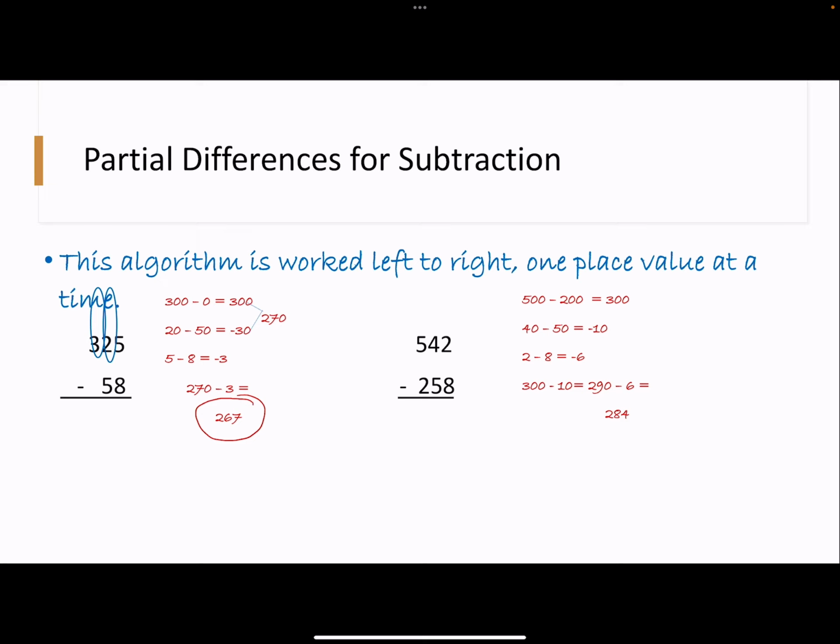And then we're going to subtract our ones. 2 minus 8 is negative 6. And then I can just work left to right. 300 minus 10 gives me 290. And then 290 minus 6 gives me the answer of 284. That is partial differences.